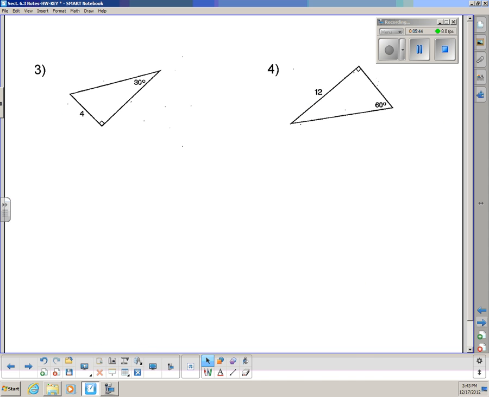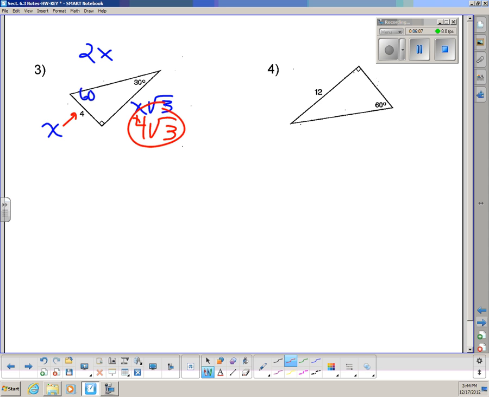Next one, again, 30, 60, 90. Opposite the short leg is x, opposite the longer leg, opposite 60 degrees, is x rad 3, and opposite the hypotenuse is twice x. Well, they're giving you x to be 4. If x is 4, then opposite 60 becomes 4 rad 3, and then the hypotenuse becomes double 4, or 8.